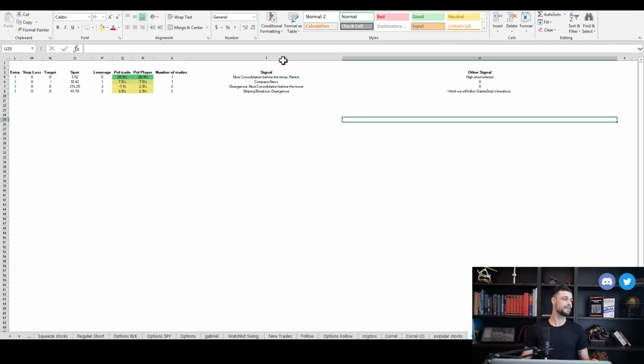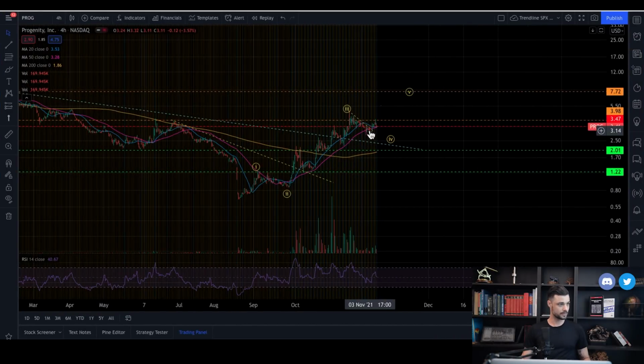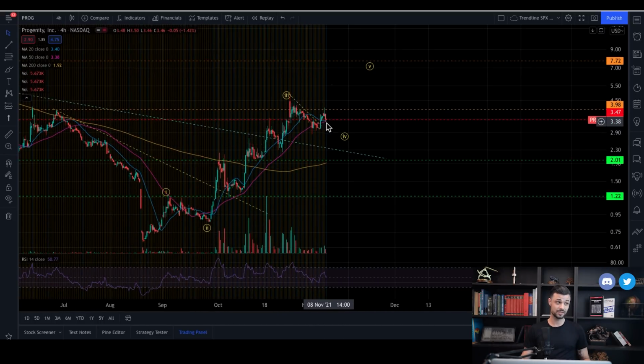So we're going to check that. Nice consolidation before the move and retest. Okay, I agree. Nice consolidation here. Indeed. Then we have a breakout above the yellow trend line on PROG and retest. Indeed. Well done, bro. Well done. Because indeed, breakout, retest. You bought on the retest. I like to do this type of trades.